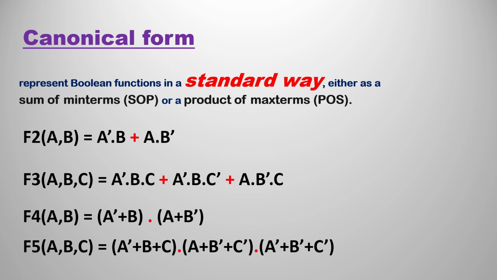In f4 and f5 are the POS forms. We are taking the sum first, and after that we are going to multiply. In this fashion also, every variable should be present in every term.